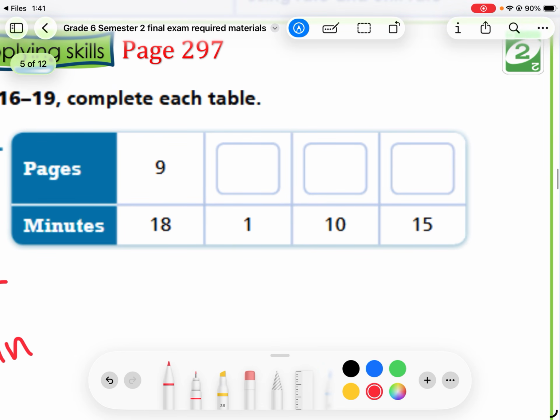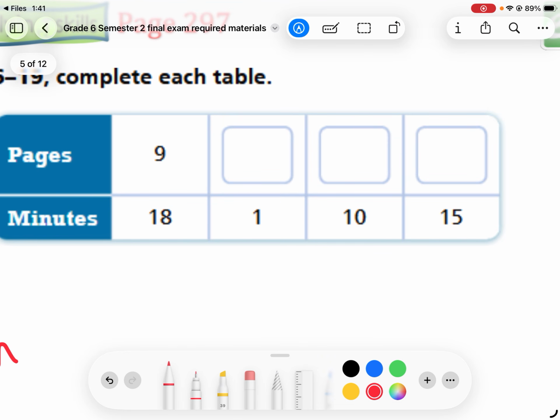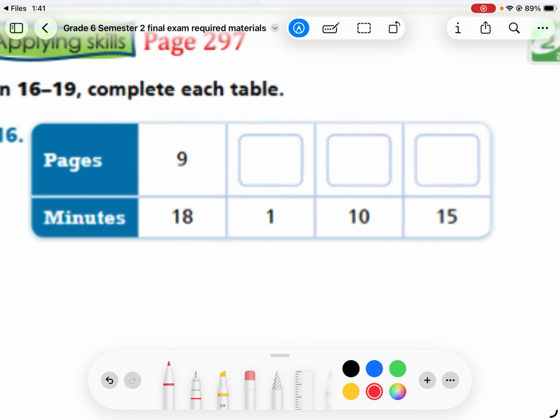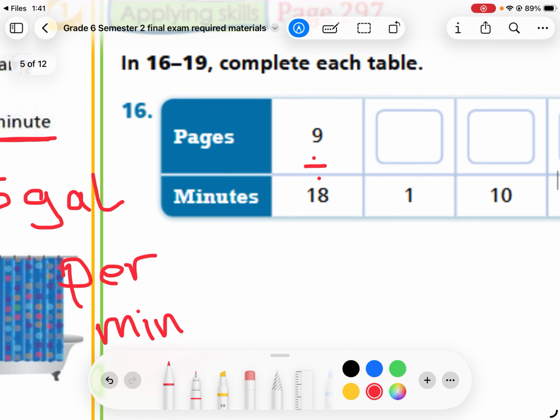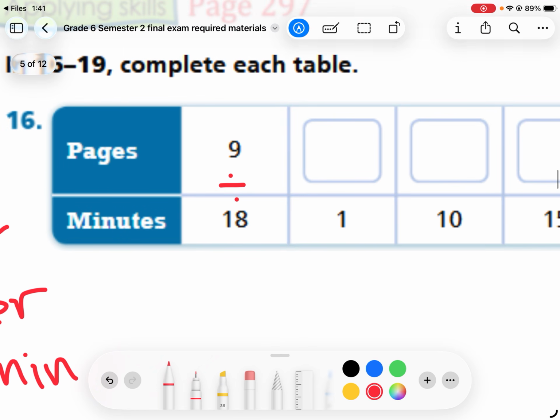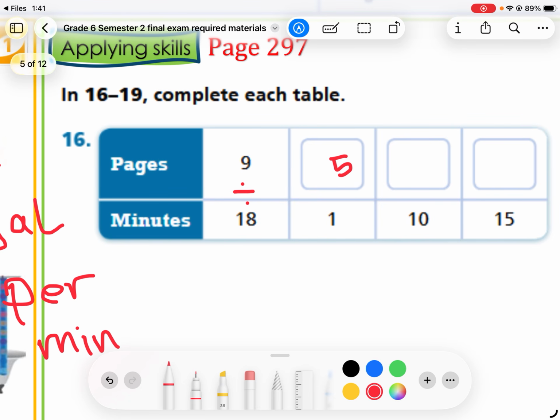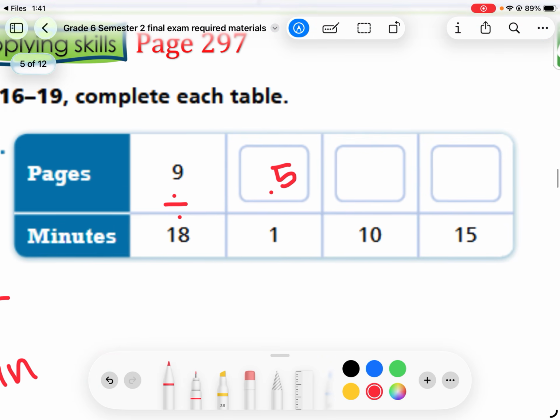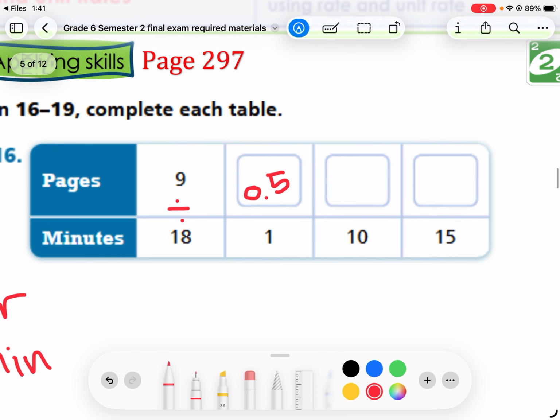So I know that he reads 9 pages in 18 minutes. In 1 minute, he reads how much? So we all know to find the unit rate, you should divide. So 9 divided by 18 will be half. Okay, 9 divided by 18 will be half, which really makes sense.